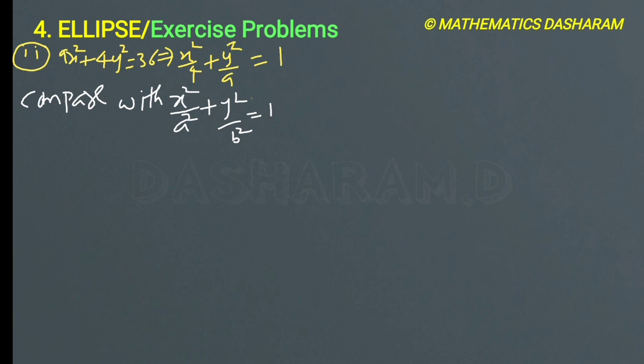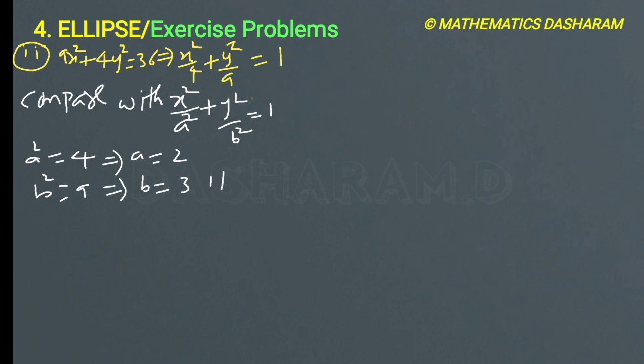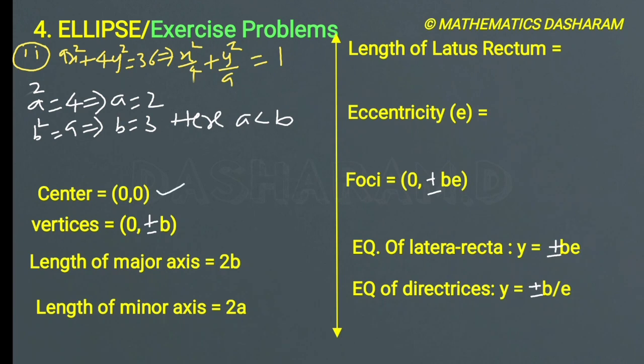Now compare with the standard form. So a square equals 4, then a equals 2, answer; b square equals 9, then b equals 3, answer. But here a is less than b. So for a less than b, the formulas are different. Here the center of the ellipse is 0 comma 0. Next, the vertices are 0 comma plus or minus b. So 0 comma plus or minus b value 3. Next, length of the major axis is 2b. So 2 into b value 3, 2 3s are 6. Next, length of the minor axis is 2a.